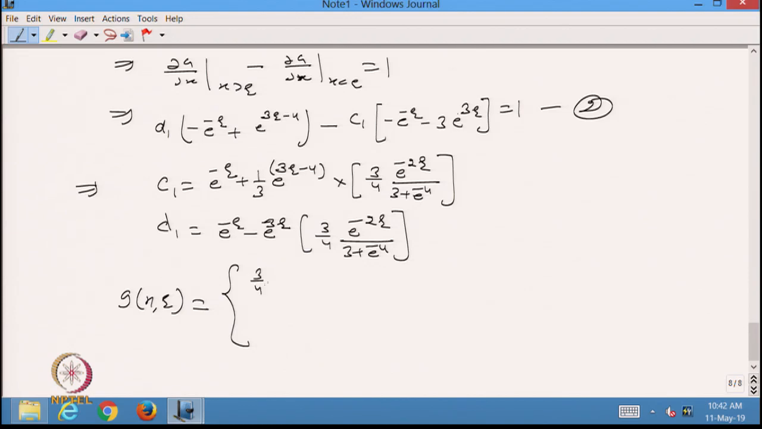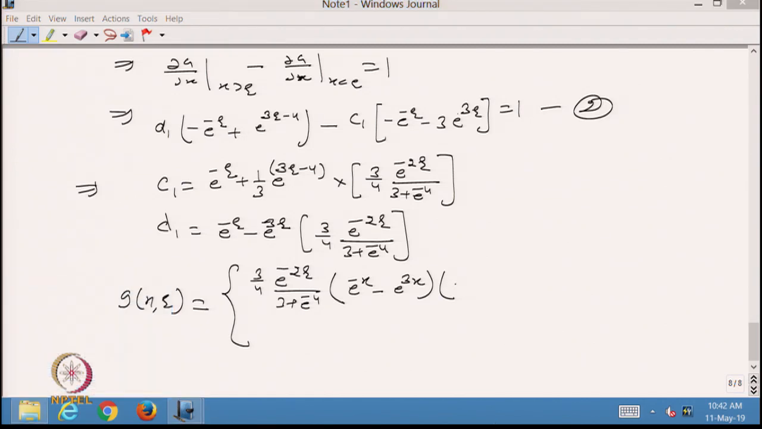So, this is 3 by 4 e raised to power minus 2 xi divided by 3 plus e raised to power minus 4, and then e raised to power minus x minus e raised to power 3x into e raised to power minus xi plus 1 by 3 e raised to power 3 xi minus 4.